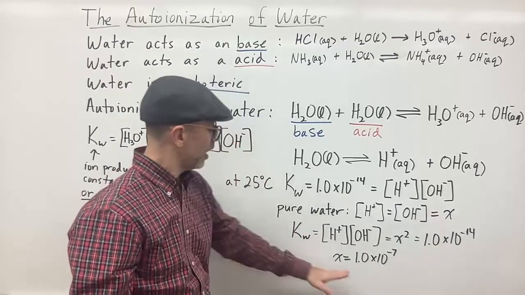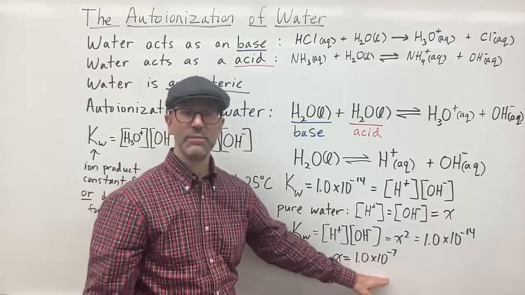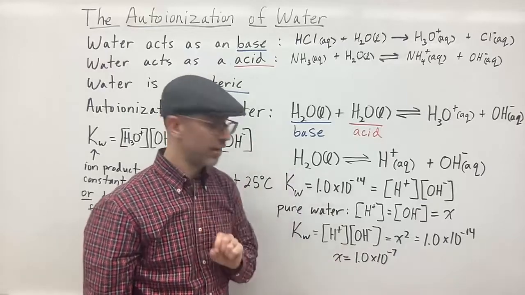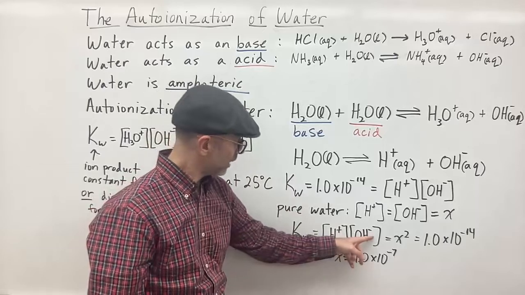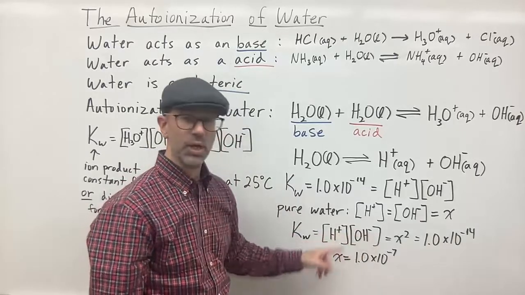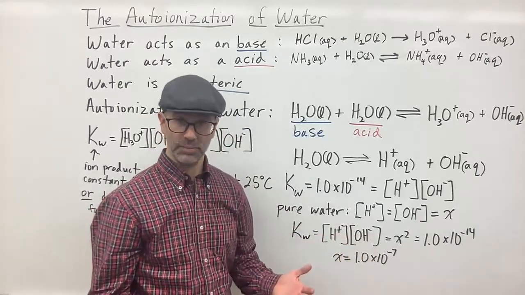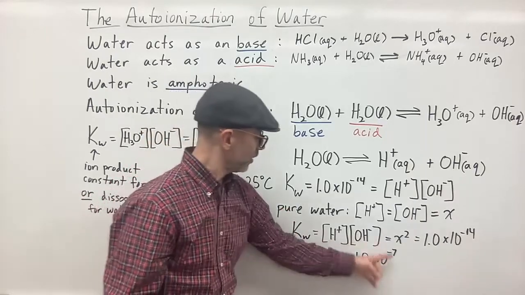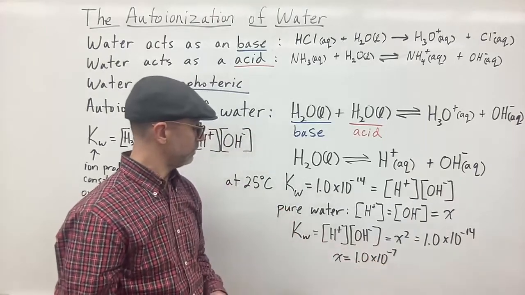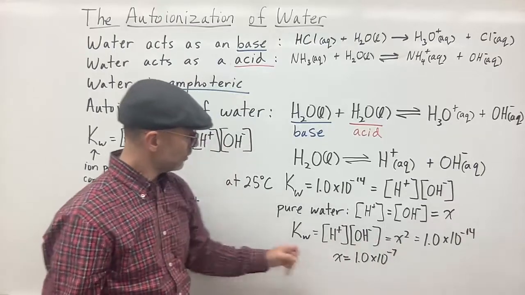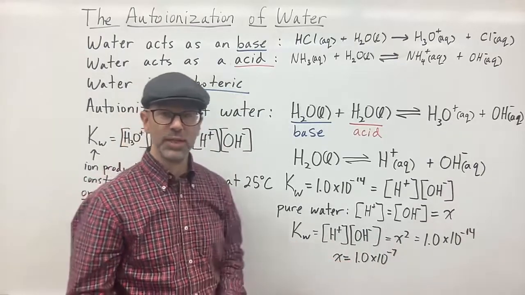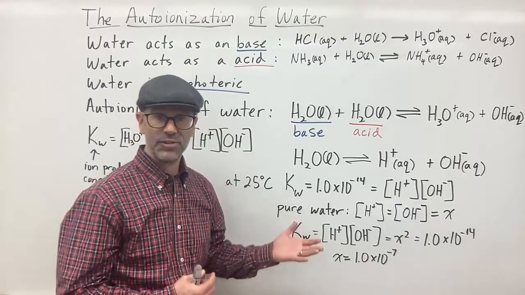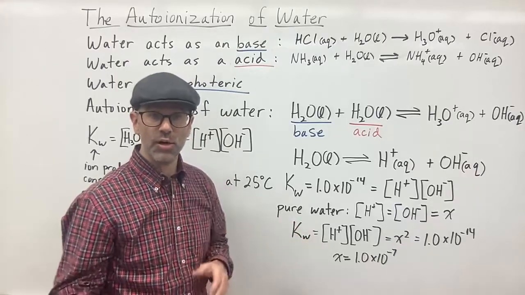So why is that important? Well, we can see that this is a very small number. So there is a tiny, tiny bit of OH minus and H plus in pure water. So it's not a whole lot, but it's there. And so this is always the case for pure water. Now, when we're talking about H plus concentration, what happens when we add an acid or a base to water?